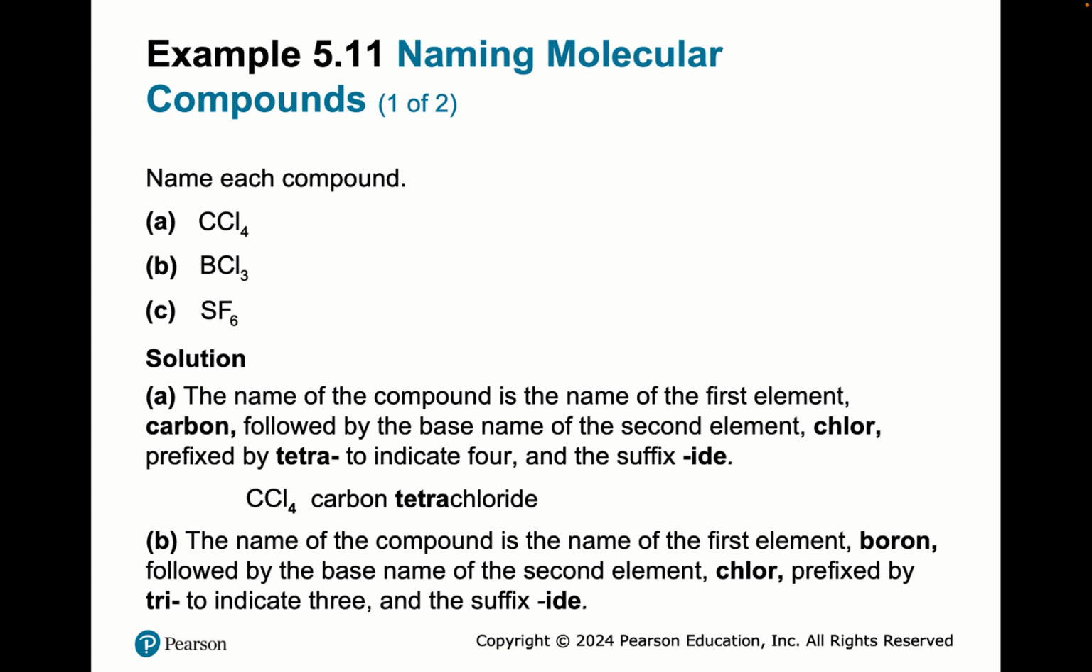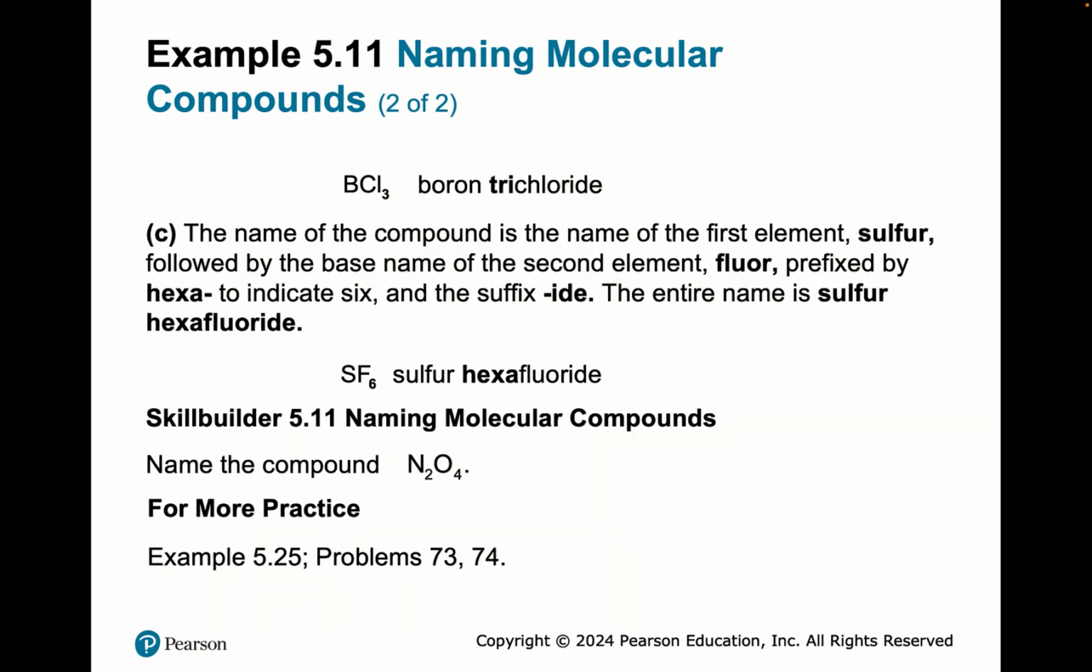So naming molecular compounds, name each of these. Say for A, you say the first word, carbon. We wouldn't say mono, but this is straight up carbon, and there's 4 chlorines, so it's carbon tetrachloride. Then here for boron, B is boron, and there's 3 chlorines, so that's boron trichloride. And then sulfur, and there's 6 fluorines, so the 6 is hexa, so sulfur hexafluoride is the way you name that.